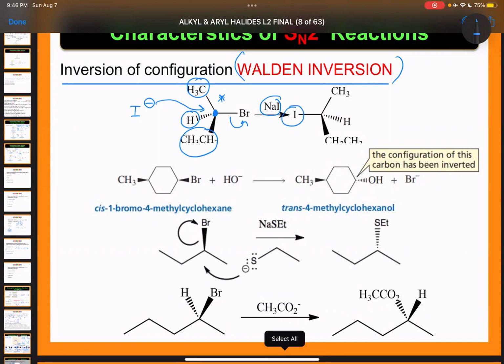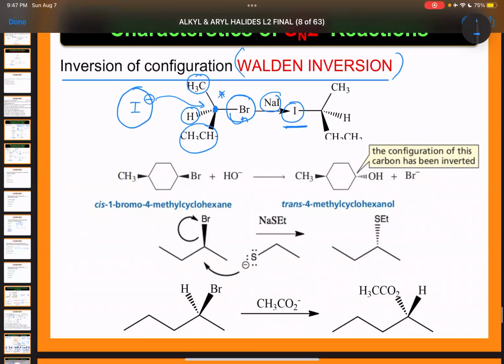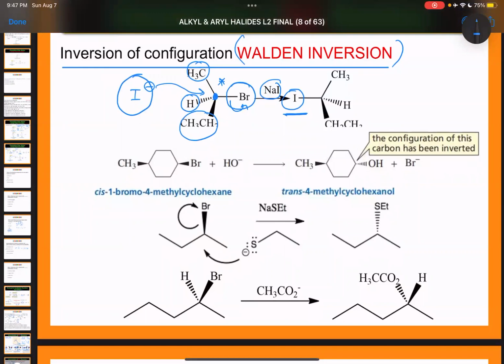It is because the nucleophile will attach itself from the side opposite to the leaving group. So if the I minus is coming from this side and the 3 groups were facing it, once it gets connected, these 3 groups will become flat in the transition state, and when I minus gets connected completely, these 3 groups will move to the other side. You can see now they are pointing to the other side.